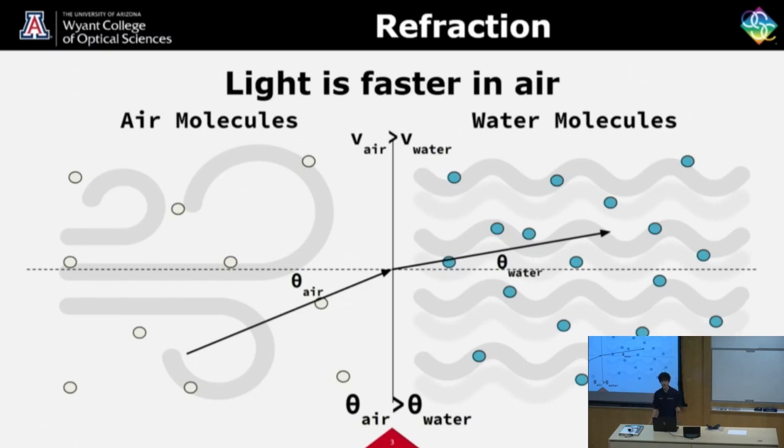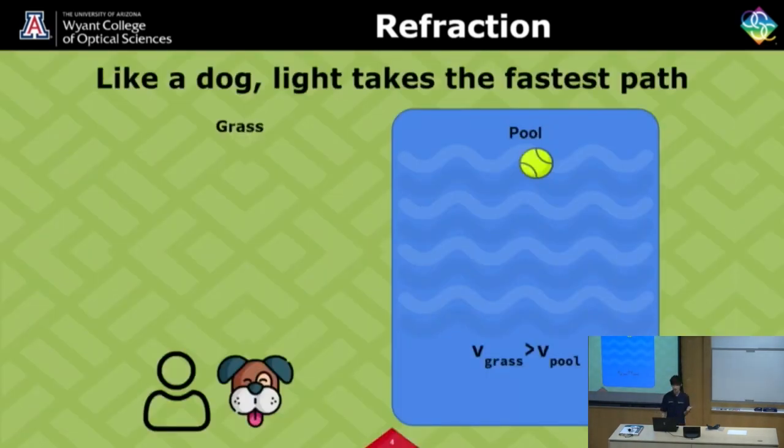Now, I know it's not as apparent why this change in direction happens, so I have an analogy to help you understand that. Like a dog, light will take the fastest path between any two points. If you're playing fetch with your dog and you throw your ball into a pool, a lot of people would say that the fastest path would just be a straight line, like this one. However, this doesn't account for the difference in speed of the dog. We know that dogs are very great runners, but they are not very fast in the pool, as they have to doggy paddle their way.